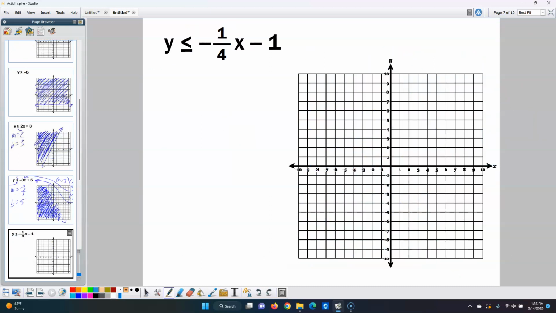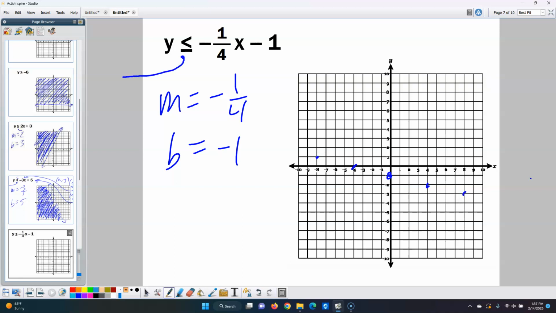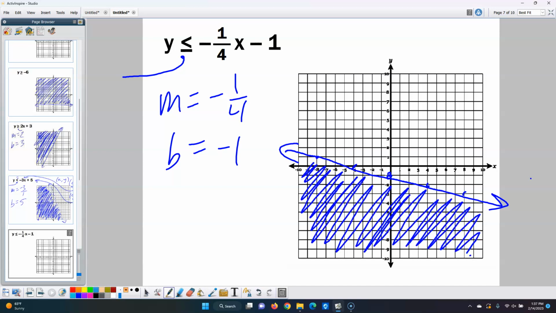Here I've just got a little bit of a slope here. So I've got m is negative 1/4, b is negative 1. So I got my y-intercept right there. And my slope's down 1 and over 4. I could go up 1 and over 4 that way. And it's going to be a solid line like that. And it says y is less than or equal to that stuff, so I'm going to shade below the staircase. Not a very steep staircase there.